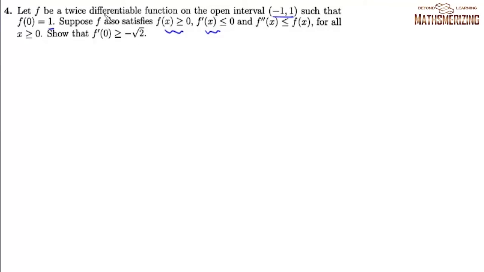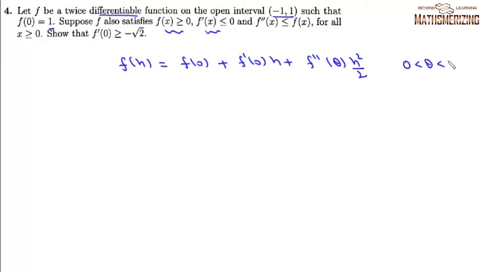Now it is given that this function f is a twice differentiable function. So we can use Taylor's polynomial theorem. We can write f(h) will be equal to f0 plus f dash 0 h plus f double dash theta h square upon 2, where theta lies between 0 to h.